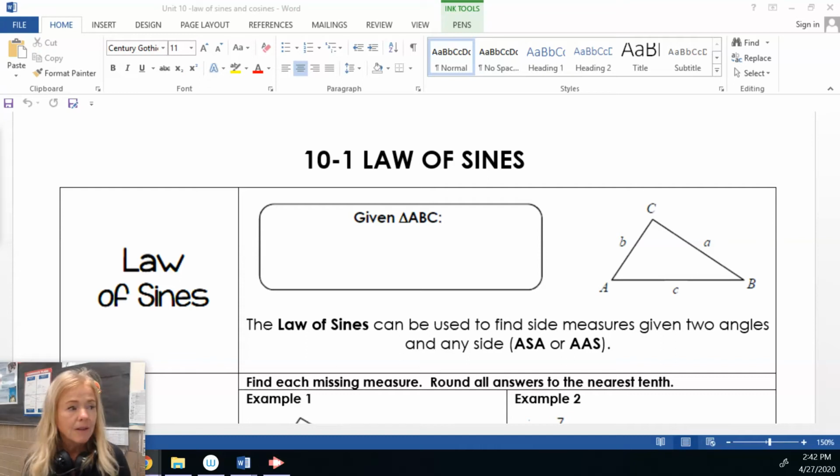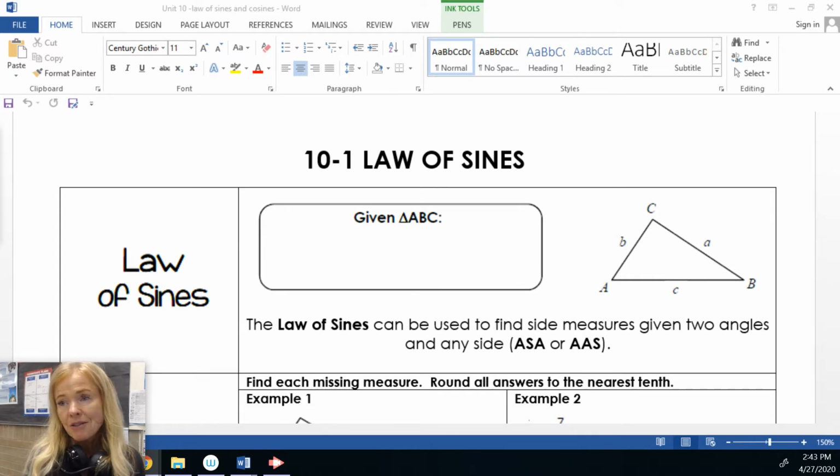Hi class, we are going to be dealing with 10.1 today. And 10.1 is the law of sines. So we're furthering our trigonometry lessons. And remember, trigonometry is just the measure of triangles, studying the measure of triangles. It's all about the measures of triangles, which each triangle has 3 angle measures and 3 side measures.